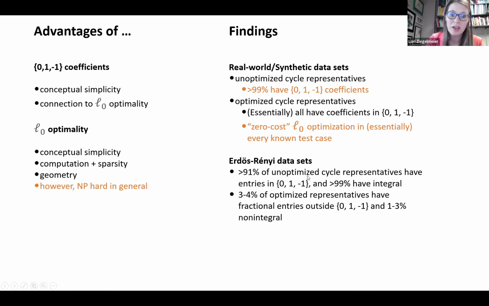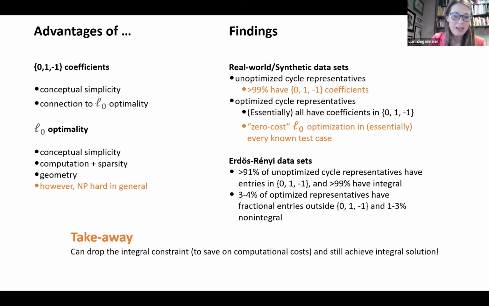It's not true for the Erdős-Rényi data sets, which actually makes sense because we would expect some projective planes and some more non-orientable structure. So we would expect that these coefficients might not all be 0, 1, or -1. So the amazing thing is that you can actually drop integral constraints and still achieve an integral solution for all of these. I think there were something like 40,000 cycle representatives that we considered in this data.